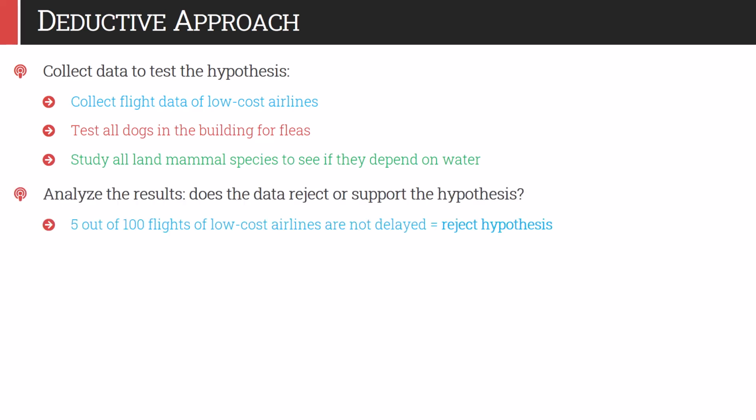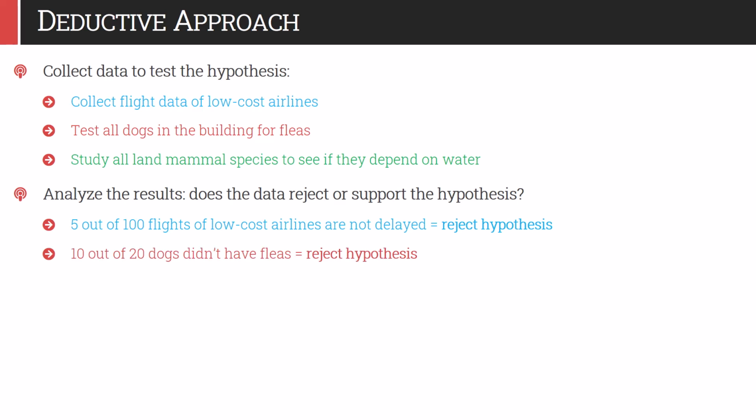To prove that the generalized rule was correct, we will now test this collected data, and assume that we are testing it on 100 flights. So if 5 out of 100 flights of low-cost airlines are not delayed, in that case we have to reject the hypothesis, because our assumption was all low-cost airline flights are delayed, but here out of 100, 5 are not delayed, so we cannot make a generalized rule.